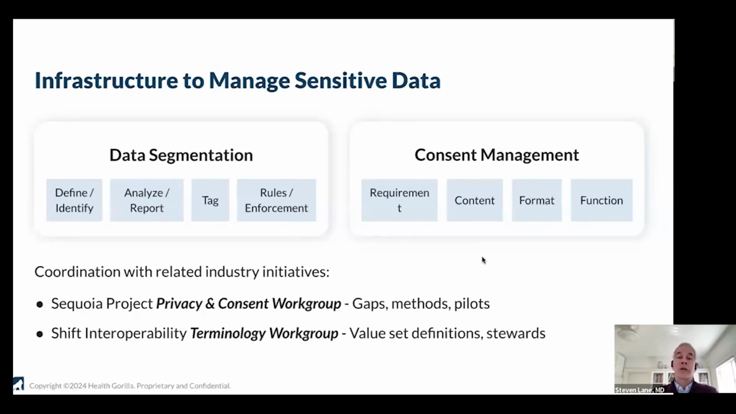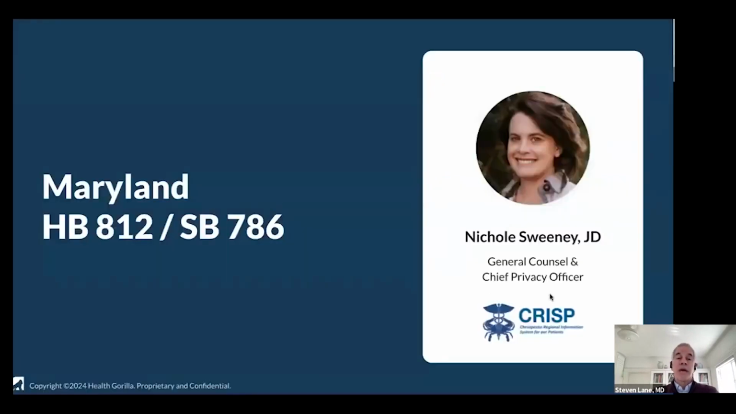So a lot of people working in this space today and a lot of good work going forward. So with that, I'm going to hand it over to Nicole Sweeney from CRISP in Maryland, who's been deeply involved and remains involved in bringing live this SB 786 work.